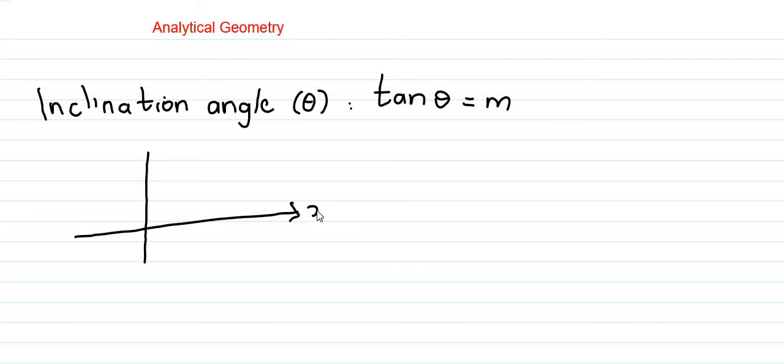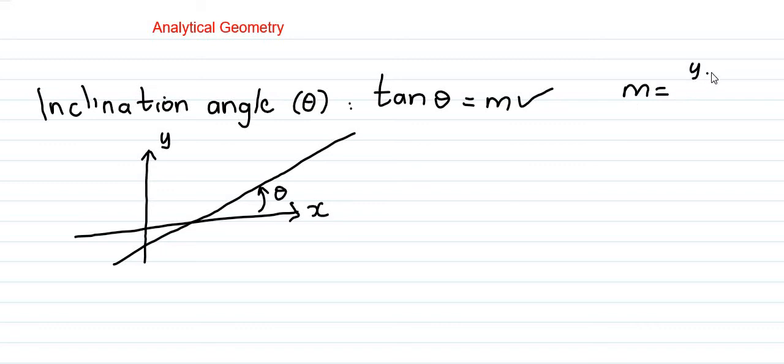So here is our x axis, here we find our y axis. Now the angle of inclination is the angle formed by your line. So our line is A, and it means this angle right here is going to be our angle of inclination. And then to calculate that angle of inclination, we need to find m, and m is given by y2 minus y1 all over x2 minus x1. Alternatively, if you are given the angle of inclination, you should be able to calculate the gradient.